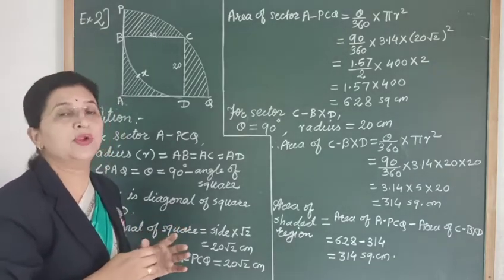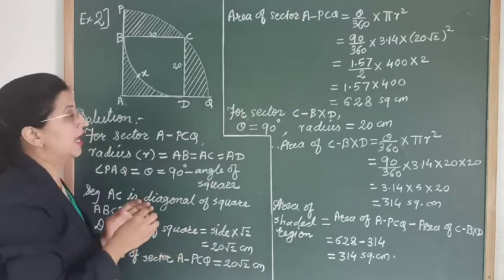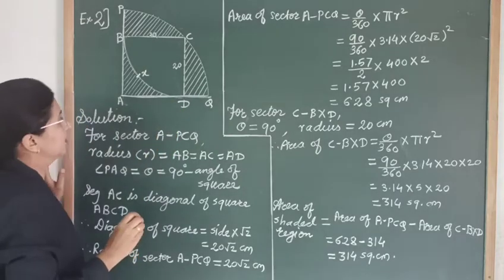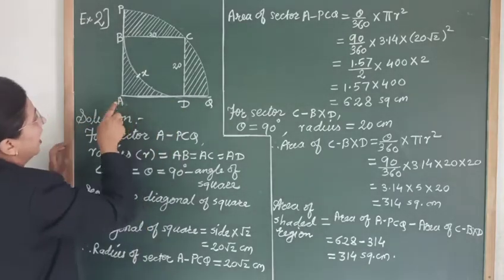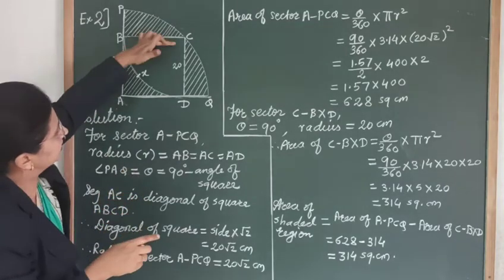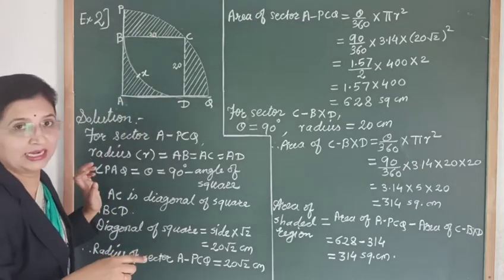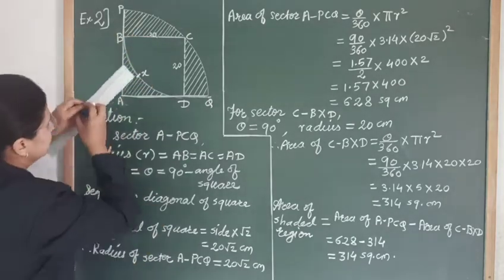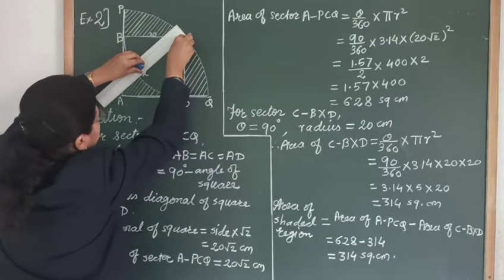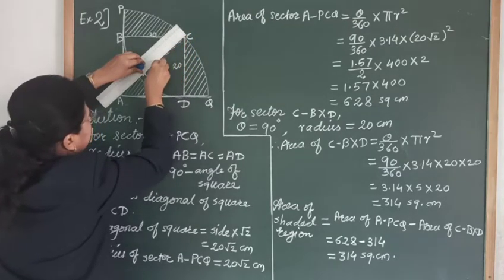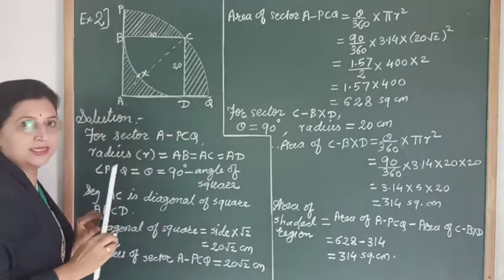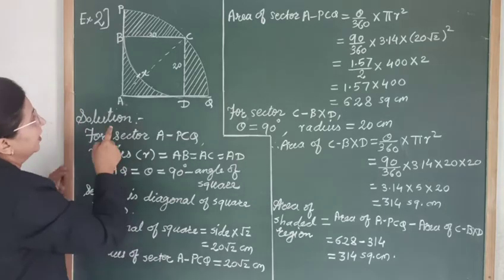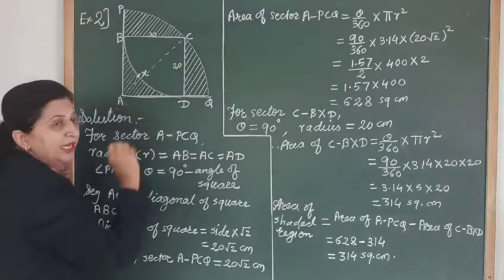It means that here we should know the radius of this larger sector. What is its radius? The radii are AB, AC and AQ. These are the radii of this larger sector. But we don't know the radius of this larger sector. Among these AB, AC and AQ.